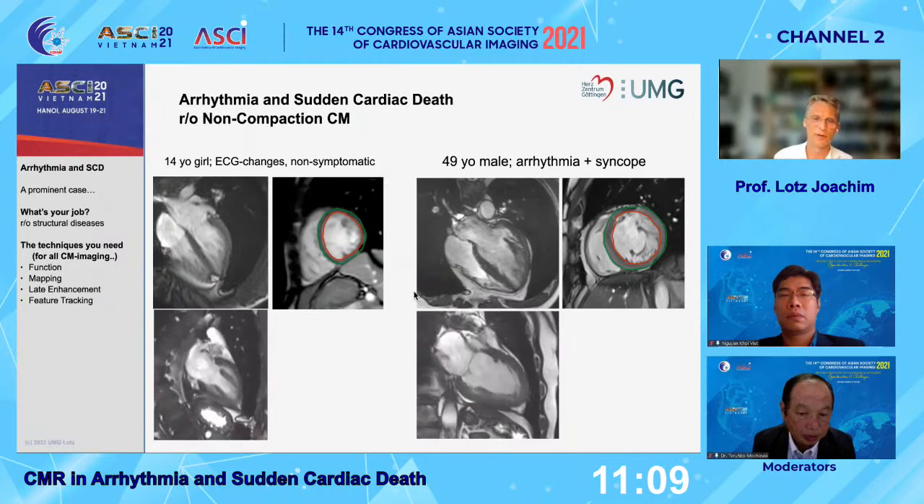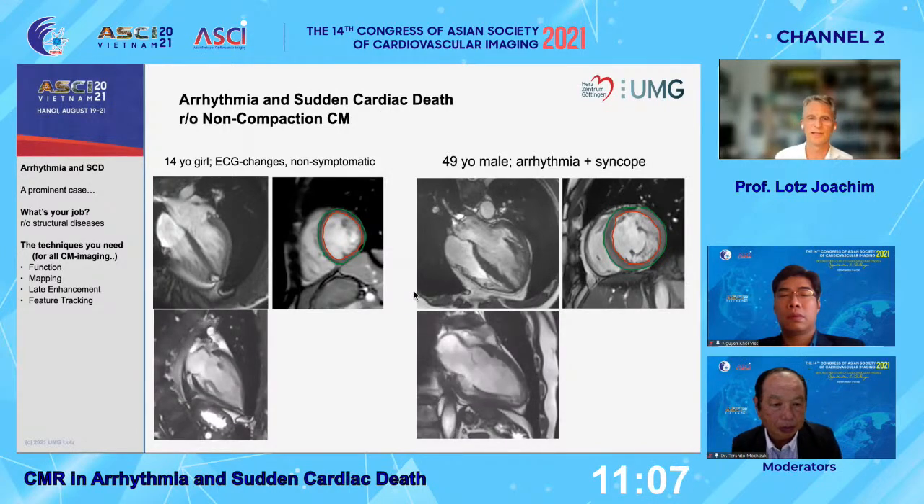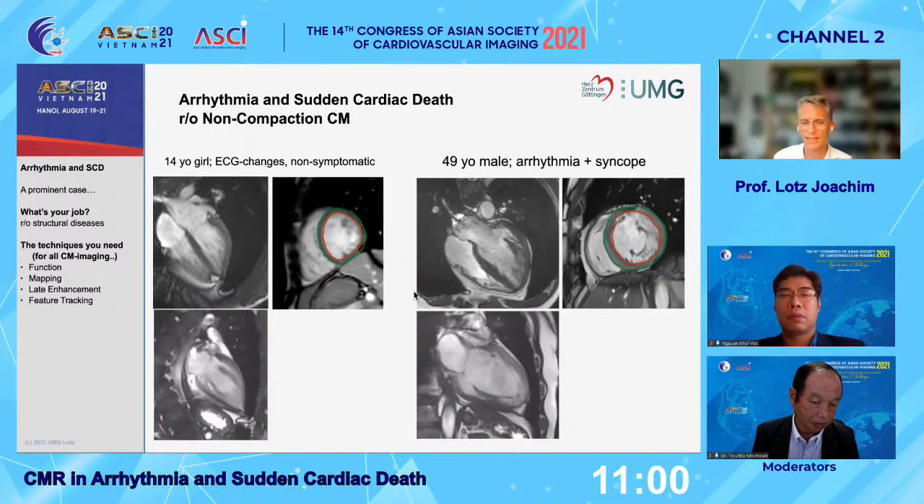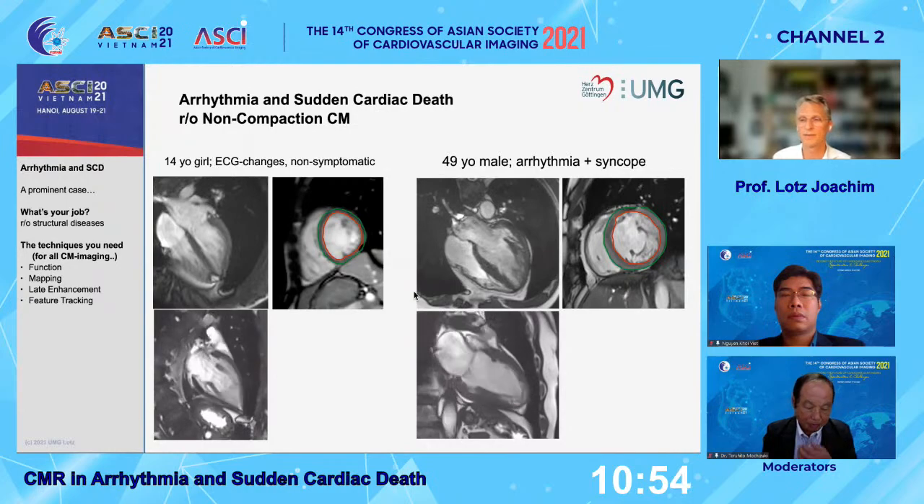These are two different patients. On the left side is a 14-year-old girl. She has ECG changes and was a little bit symptomatic, but not really, so she was rated as non-symptomatic. And on the right side, you have a 49-year-old male who actually showed up with arrhythmia and an initial syncope out of nothing. And both show the same type of changes.